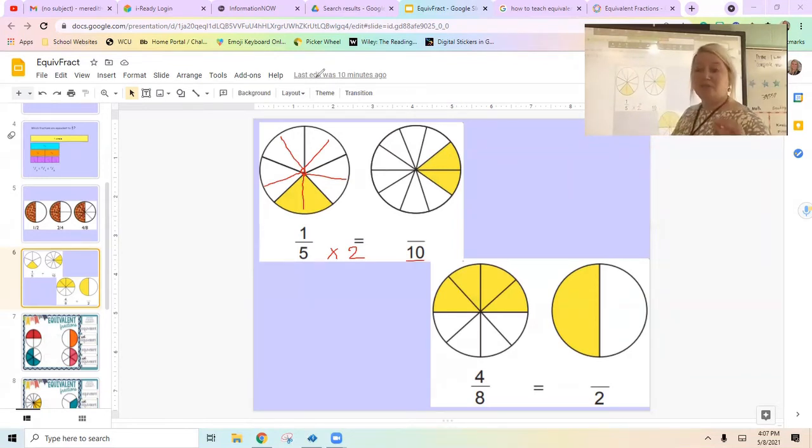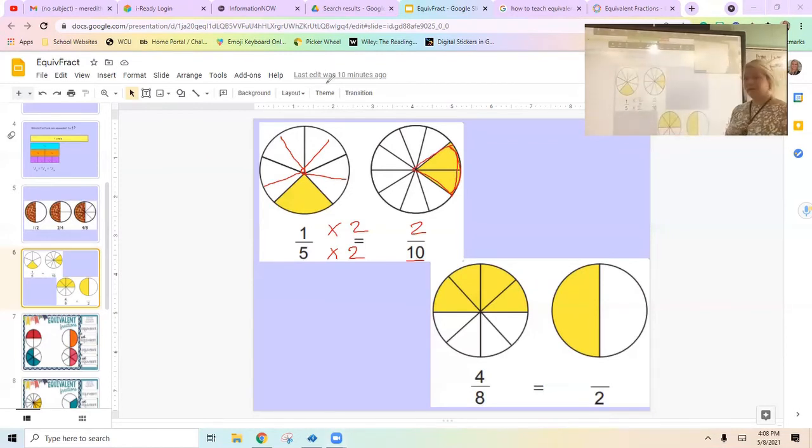Now, I have to do the same thing to the top that I did to the bottom. So 1 times 2 equals 2. Well, that's true. So 2/10 is the same as 1/5. Right here, 2/10 is the same as 1/5. I multiplied the denominator by 2 and the numerator by 2, and I got 2/10. All right, let's do one more.